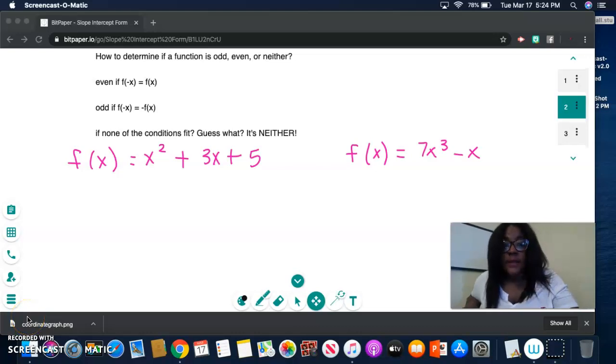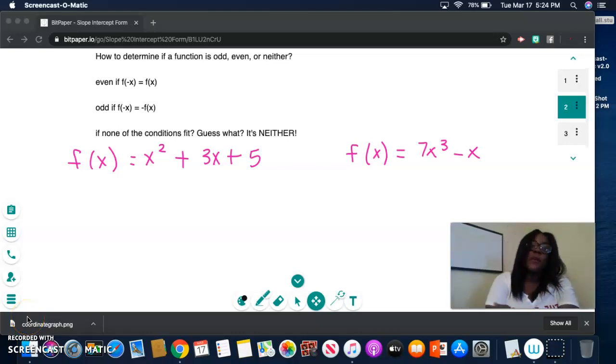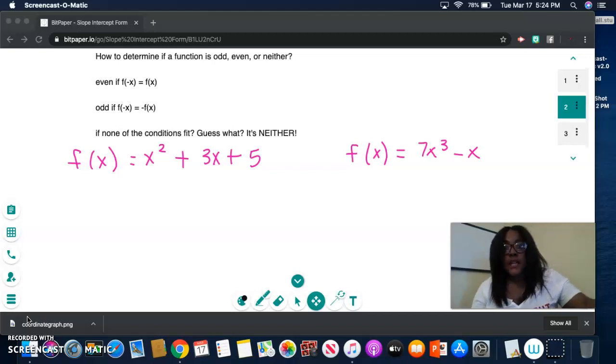Hey guys, I'm going to try to make this video as quick as possible, but today we're going to be talking about how to classify graphs of functions as even, odd, or neither. So the question is how to determine if a function is odd, even, or neither.